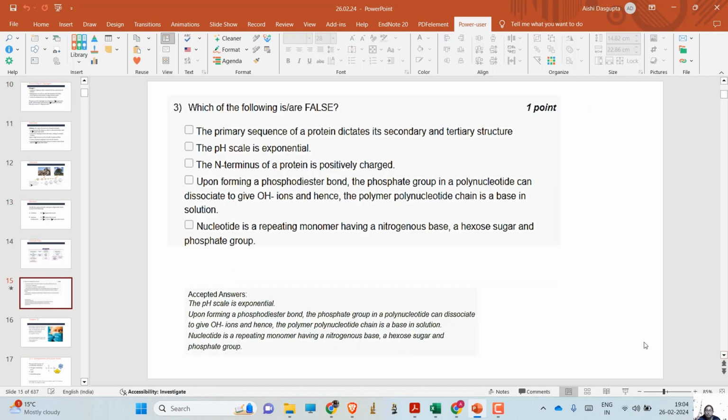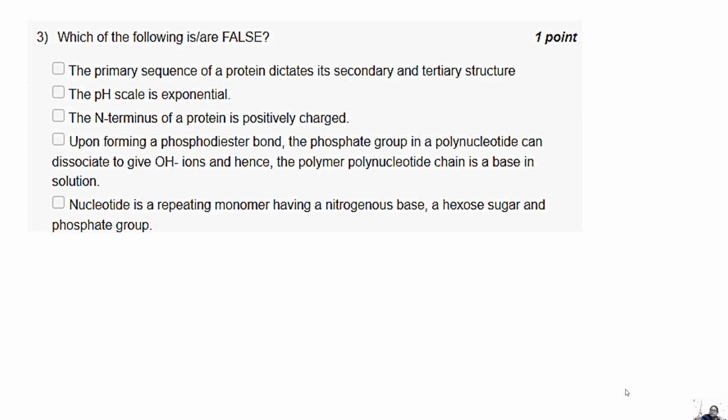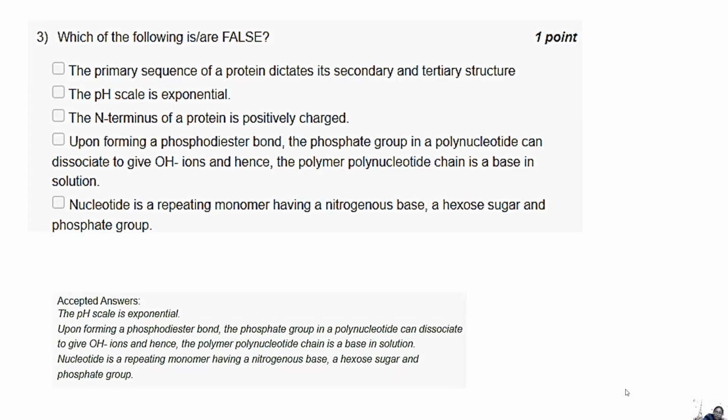Yeah. So the main question was: the primary sequence of a protein dictates its secondary and tertiary structure. True. The statement is true. The pH scale is basically logarithmic. The N terminus of a protein is positively charged. That is true. Upon forming a phosphodiester bond, the phosphate group in a polynucleotide can dissociate to give OH minus, and hence the polynucleotide chain is a base in solution.